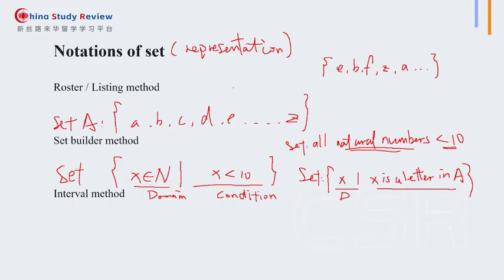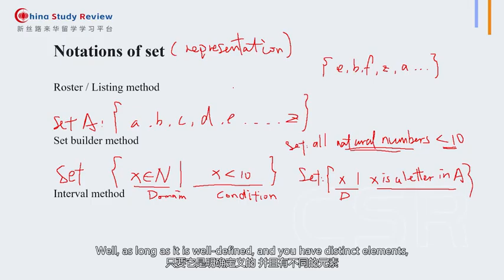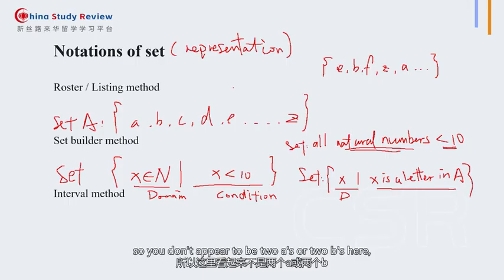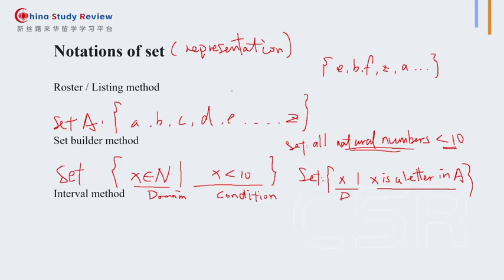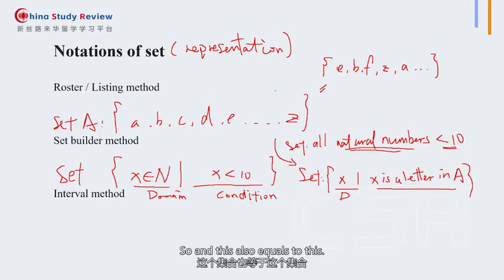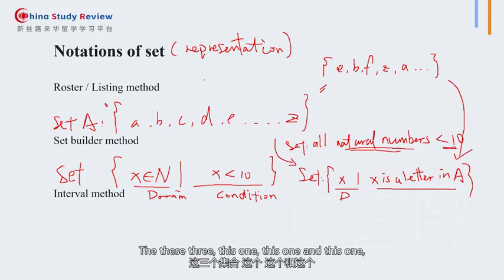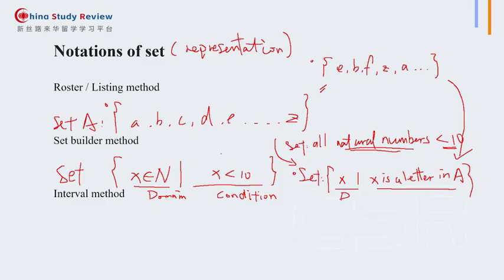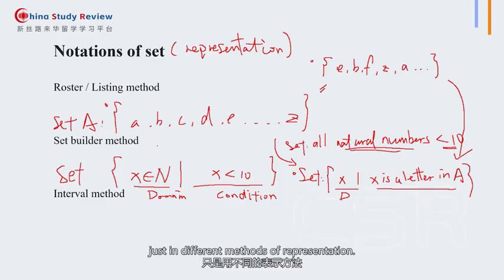This doesn't really matter. It doesn't really matter if you change the order of the elements, as long as it is well defined and you have distinct elements, so you don't have two A's or two B's here, then it is still a clearly defined set. And it is also the same set as the set that has the same elements in a different order. So this equals this, and this also equals this. Basically, these are the same thing, just different methods of representation.